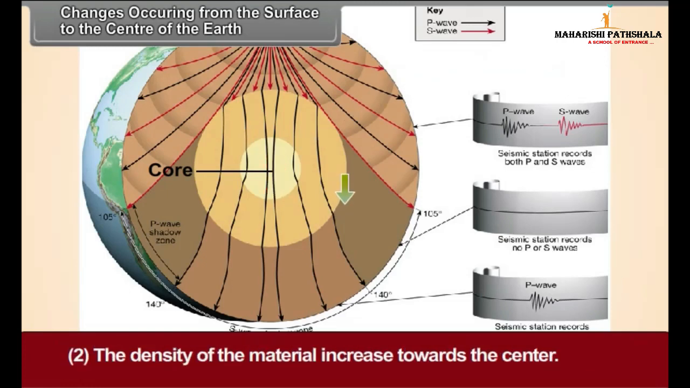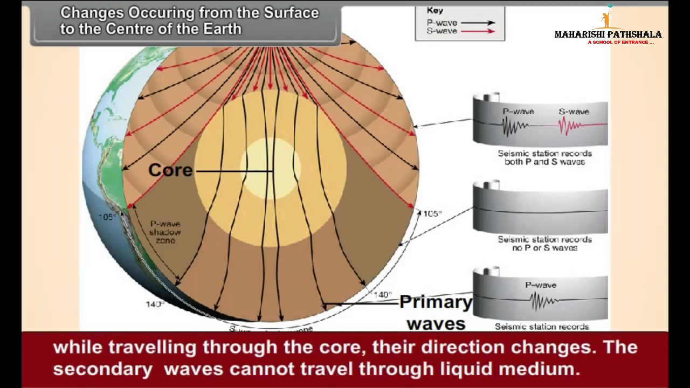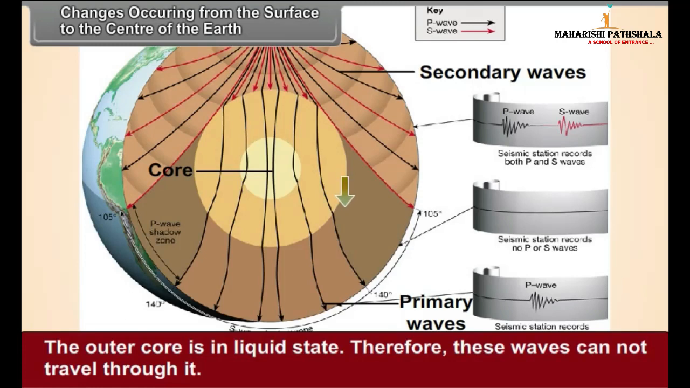Number 2. The density of the material increases towards the center. Number 3. The primary waves of earthquakes can travel through all the layers of the interior. However, while traveling through the core, their direction changes. The secondary waves cannot travel through a liquid medium. The outer core is in a liquid state. Therefore, these waves cannot travel through it.